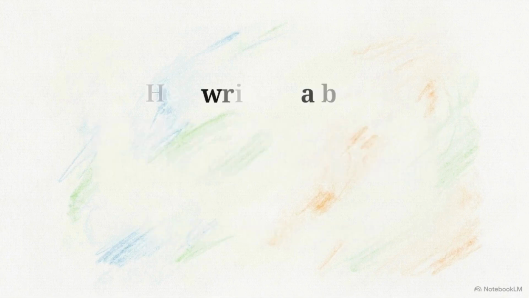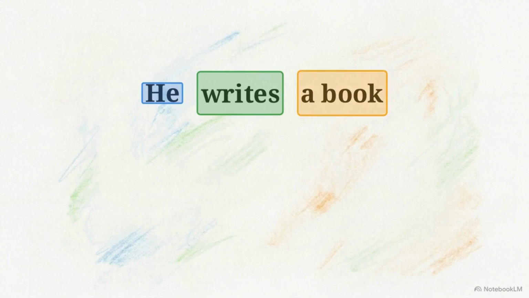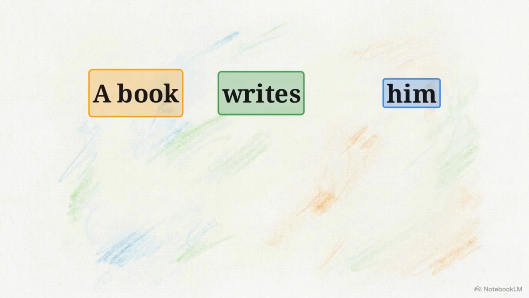Look at this active sentence. He writes a book. He is the subject, writes is the verb, and a book is the object. To make this passive, the object takes the spotlight. A book moves to the front of the sentence, and the subject, he, moves to the end.